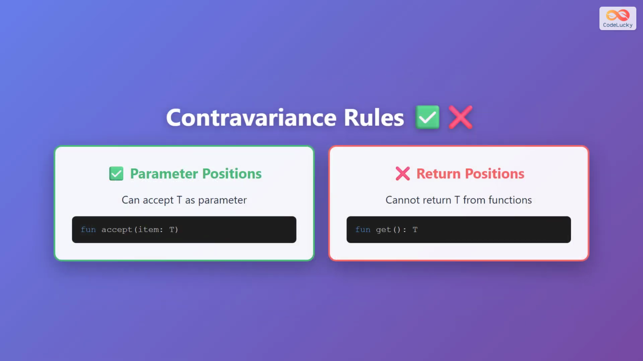The rules for contravariance are the opposite of covariance. With the in keyword, you can use the type parameter in parameter positions, meaning you can accept T as a function parameter. However, you cannot use T in return positions. If you try to create a function that returns T, like a get function, the compiler will reject it. This restriction ensures type safety, because if you could return values from a contravariant consumer, you might return an object that's too general for the expected specific type.